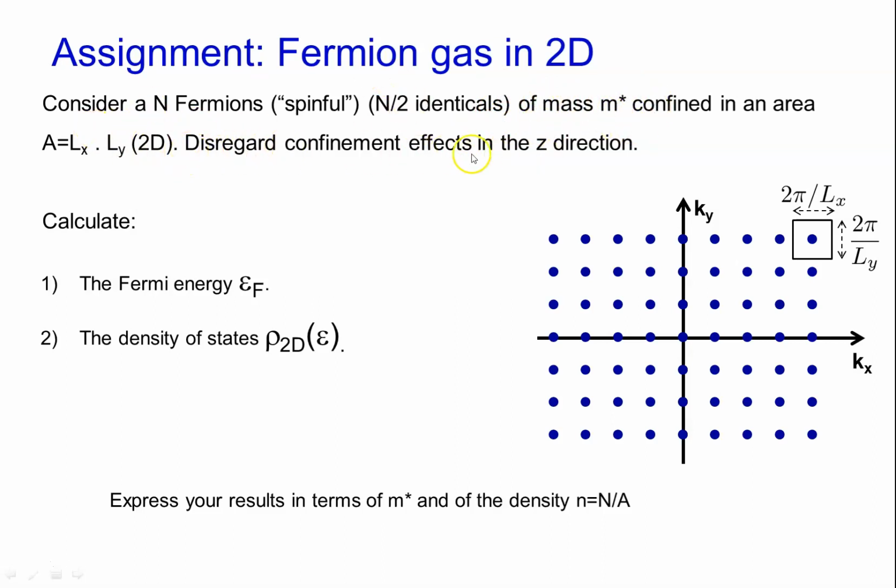So disregard confinement effects and essentially calculate both the Fermi energy and the density of states in 2D, and express your results in terms of m star and the density, which is now the number of particles per unit of area, right? So now you have precisely this system here, kx and ky, and try to redo the calculations on how the Fermi energy depends on the density and how the density of states depends on the energy in 2D. All right? So that's it. See you next class.